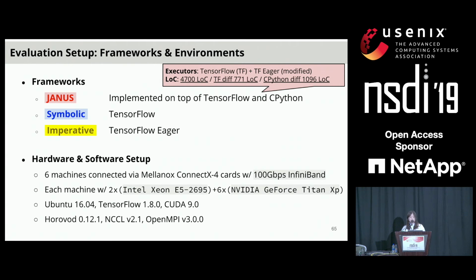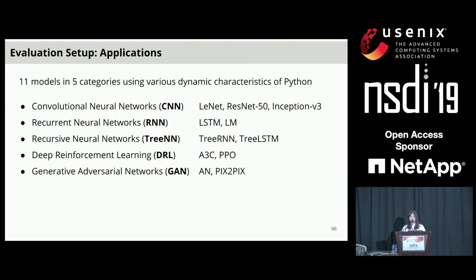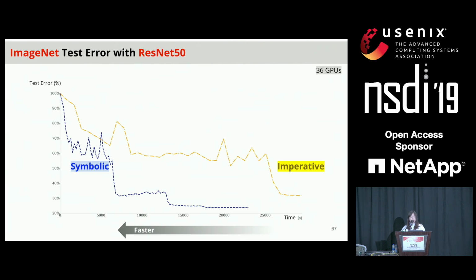We used 6 machines connected with an InfiniBand network, and each machine had 6 GPUs. We evaluated 11 deep learning models in 5 major neural network categories that I previously mentioned. The programs extensively use various dynamic characteristics of Python.